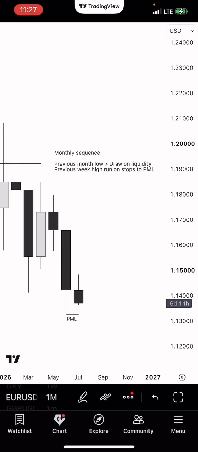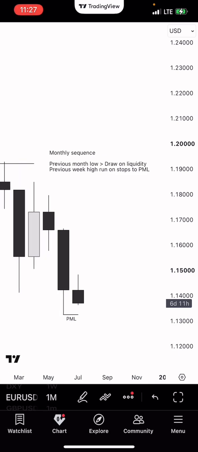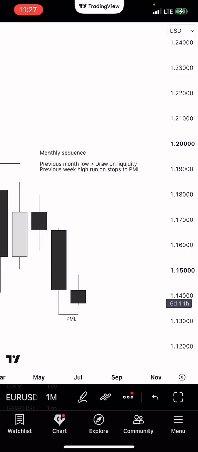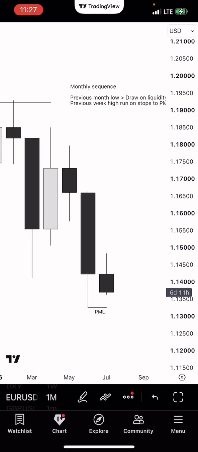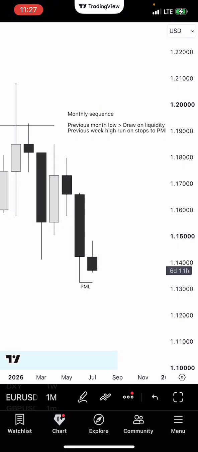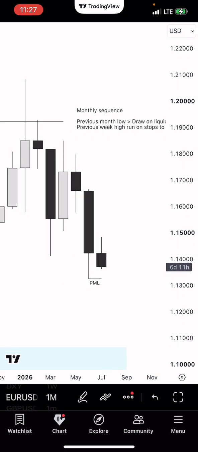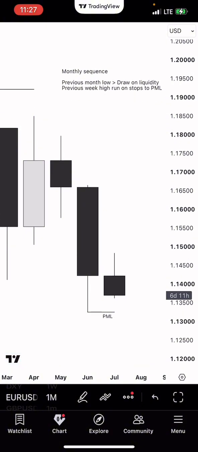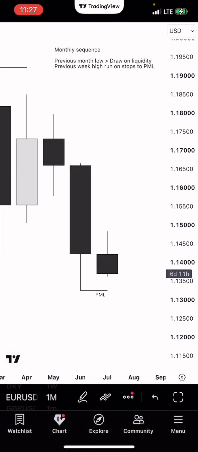I'll be walking you through the trade I took earlier this week on Tuesday. But before then, I'll be showing you how I approach the market. This sequence is called the market maker monthly sequence. How I approach the sequence is that I look for my draw on liquidity.